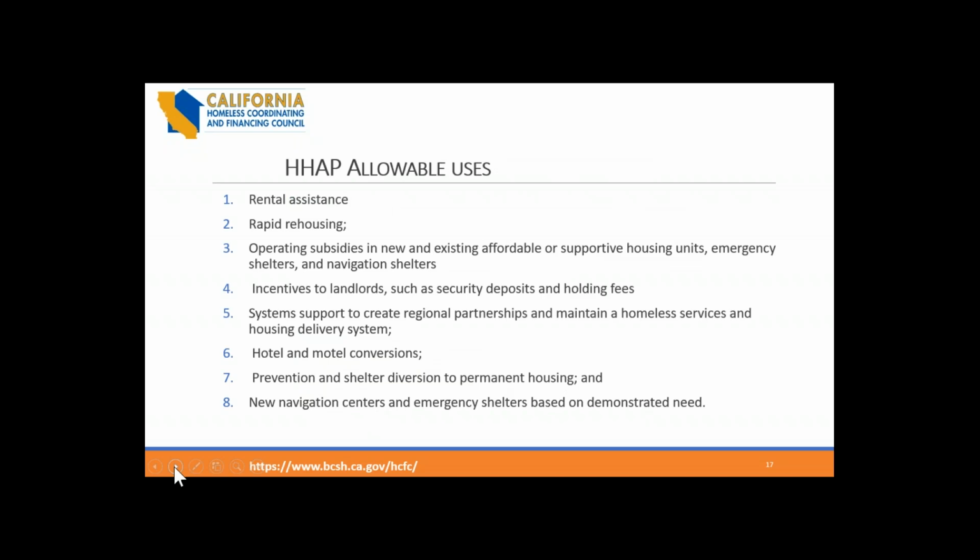So this, again, is just some allowable uses. These are straight out of the statute. And again, you'll see it's housing, rapid rehousing, incentives to landlords for deposits and holding fees, hotel and motel conversions, prevention and shelter diversion. So there is still a large range of allowable uses. In our program guidance, we will provide some additional examples or definitions on some of these, but for the most part, they're pretty self-explanatory. Number 8 is about new navigation centers and emergency shelters based on demonstrated need. And that's just to ensure that folks are meeting that need and that we don't have navigation centers or emergency shelters with vacancies and then wanting to add more. So it's just to balance out their capacity.